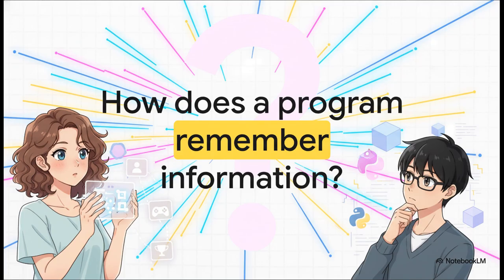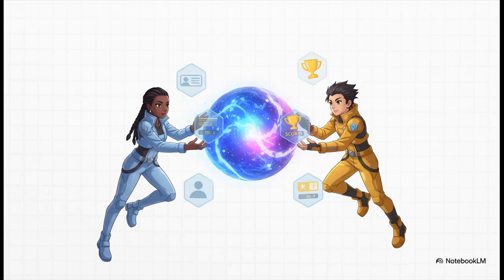When you run a program, how does it actually remember anything? How does it keep track of a user's name or the current score in a game? And the answer is, well, pretty simple. It uses something called a variable. You can kind of think of variables as the program's short-term memory. They're the way we store and manage data in pretty much any programming language out there.